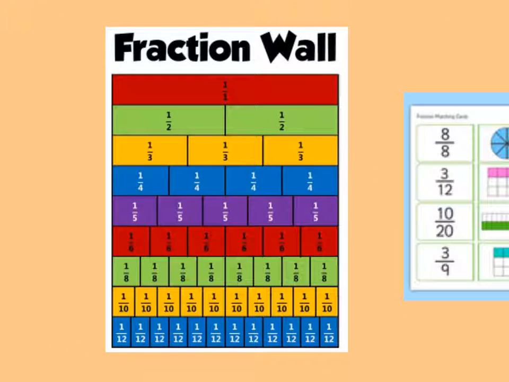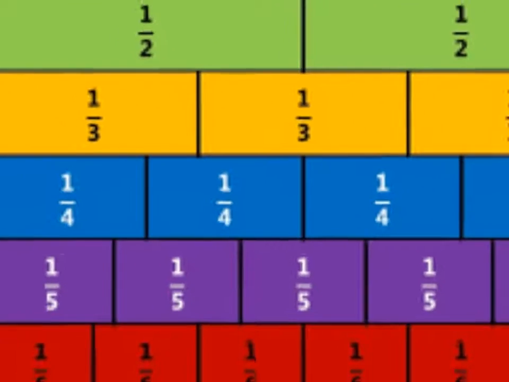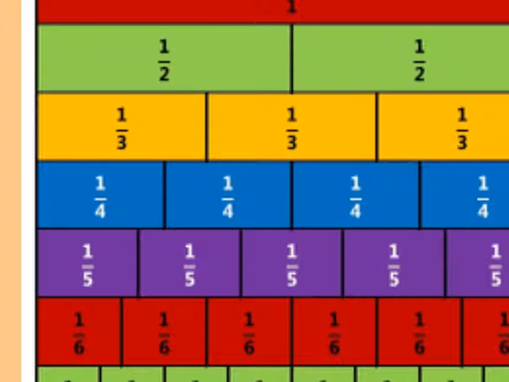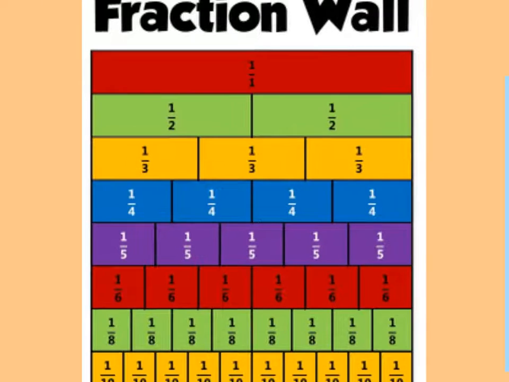Now over here you have the fraction wall, and the fraction wall is basically how one full unit can be split up into 2 halves and then 3 thirds, so 1/3, 1/3, 1/3. Then that half can be split up into 2 quarters on the 2 blue ones here on the left, and then over on this side as well, a half can also be 2 quarters. And again, 4 of those quarters will make one full unit, the top bit in red up there.